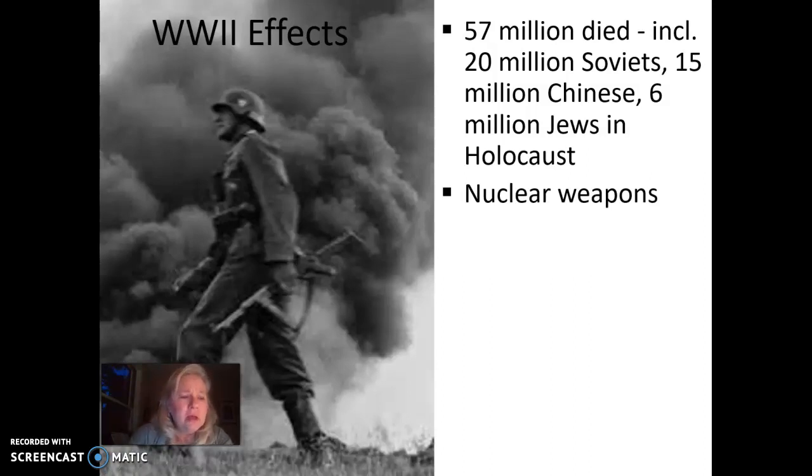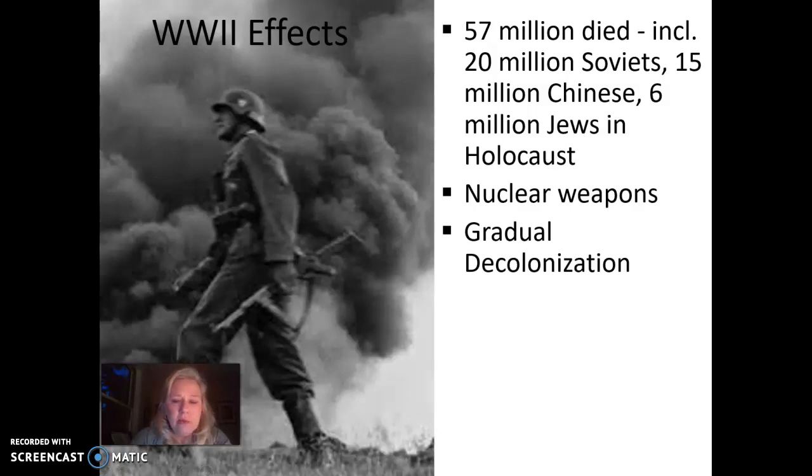This war saw the use for the first time and hopefully the last of nuclear weapons in the bombing of Hiroshima and Nagasaki, but we will see later how this war actually catapulted the world into developing a whole range of nuclear weapons and very powerful weapons.